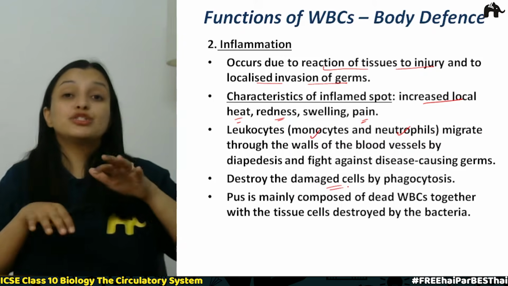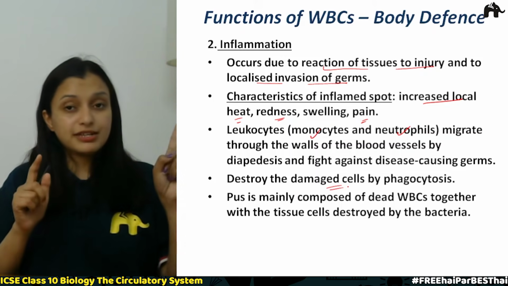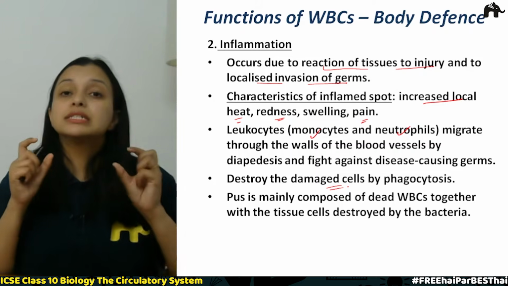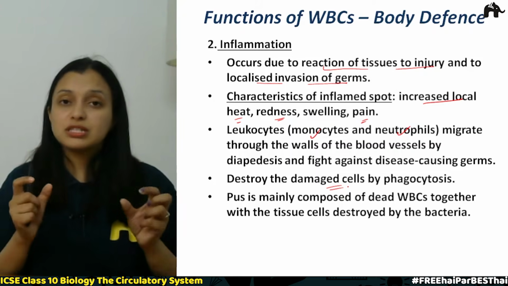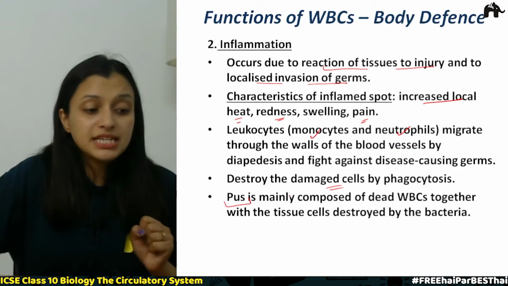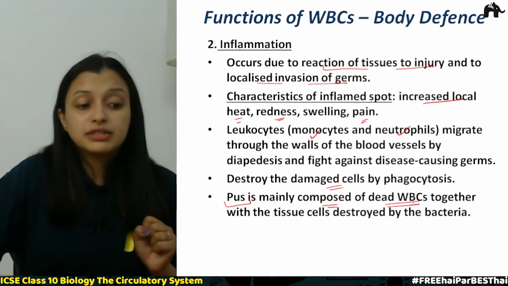They phagocytose. The first function of WBCs, right? The phagocytosis. So they phagocytose the disease causing organism. So this is how they fight against those infections. Also, pus is mainly composed of dead WBCs.